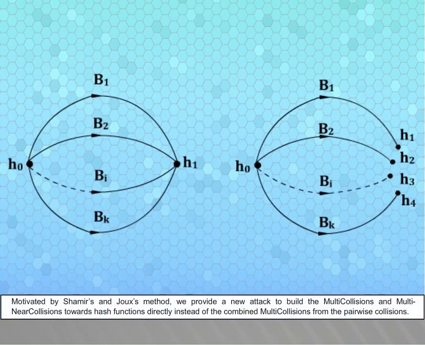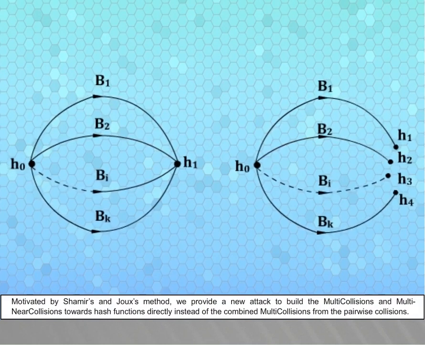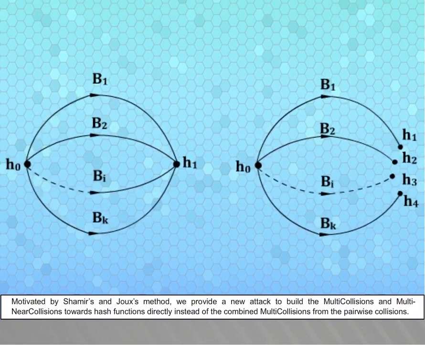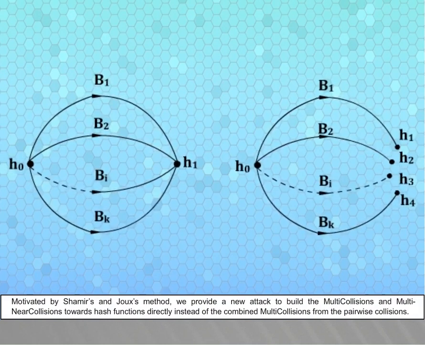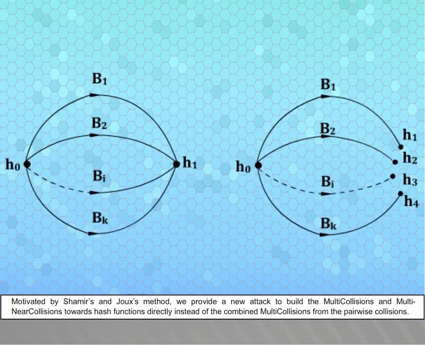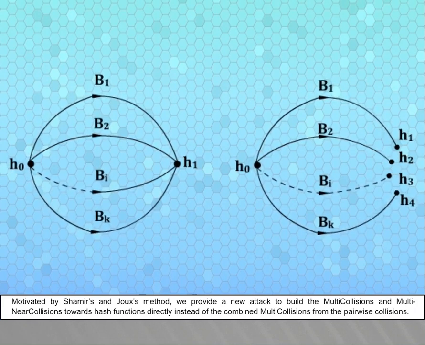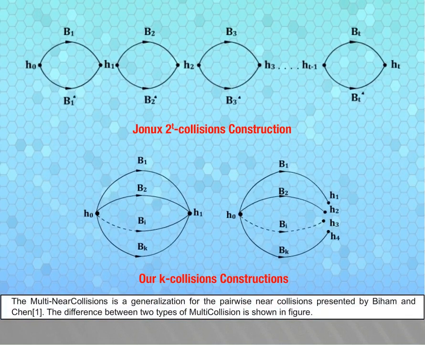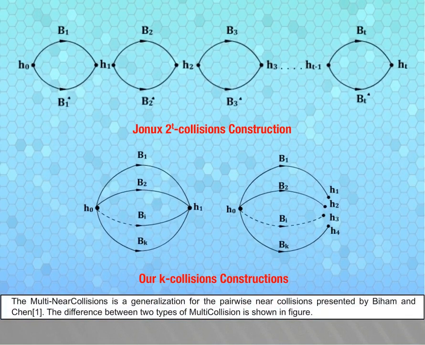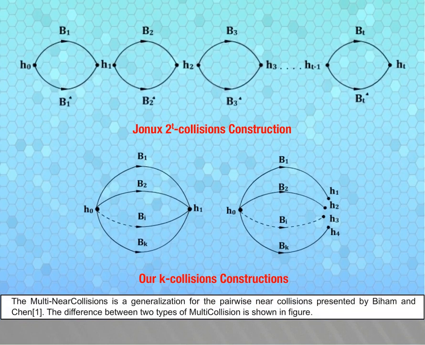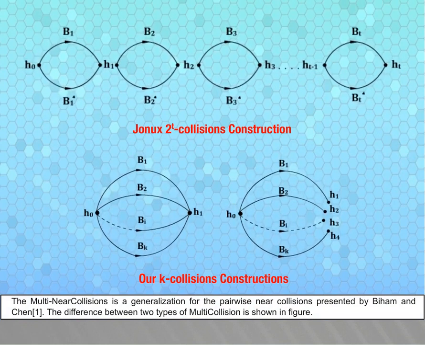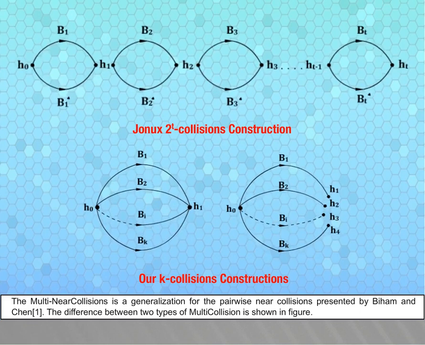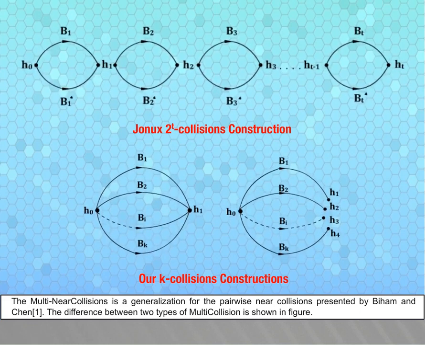Motivated by Joux's method, we provide a new attack to build multi-collisions and multi-near collisions towards hash functions directly, instead of combining multi-collisions from pairwise collisions. The multi-near collision is a generalization of the pairwise near collisions presented by Biham and Chen. The difference between the two types of multi-collision is shown in the figure.